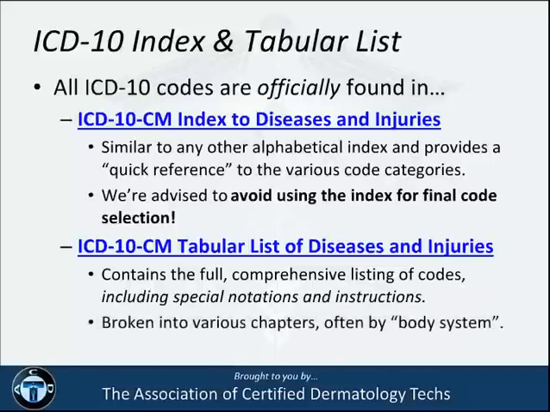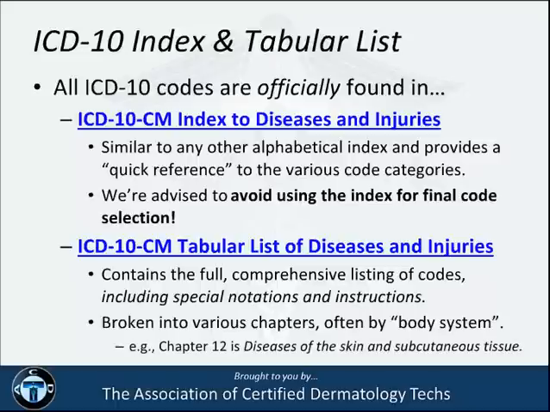It's broken into various chapters, most often based on general body system. For example, Chapter 12 is where we'll find diseases of the skin and subcutaneous tissue. You'll also notice when you see the tabular list that all codes within a given chapter will begin with the same letter. For example, all of the Chapter 12 skin disease diagnoses start with the letter L.